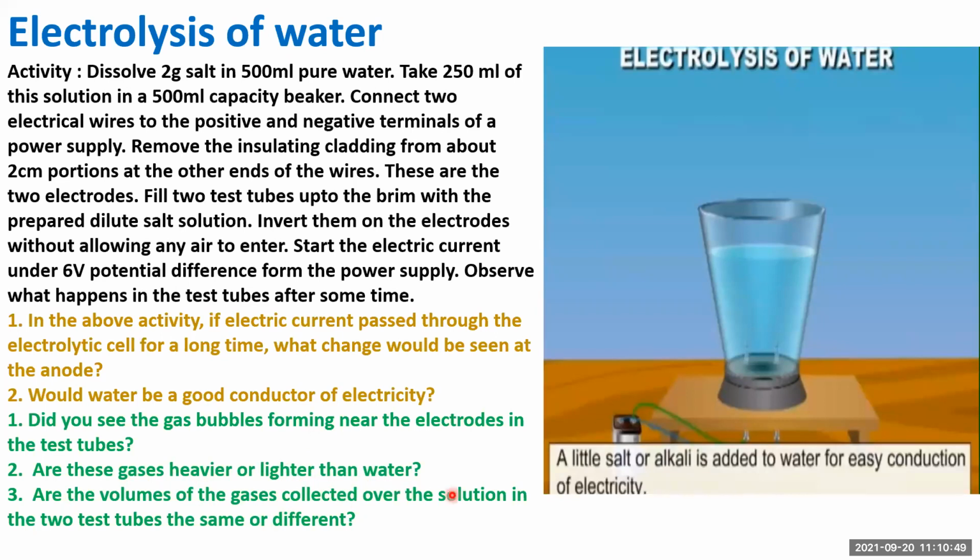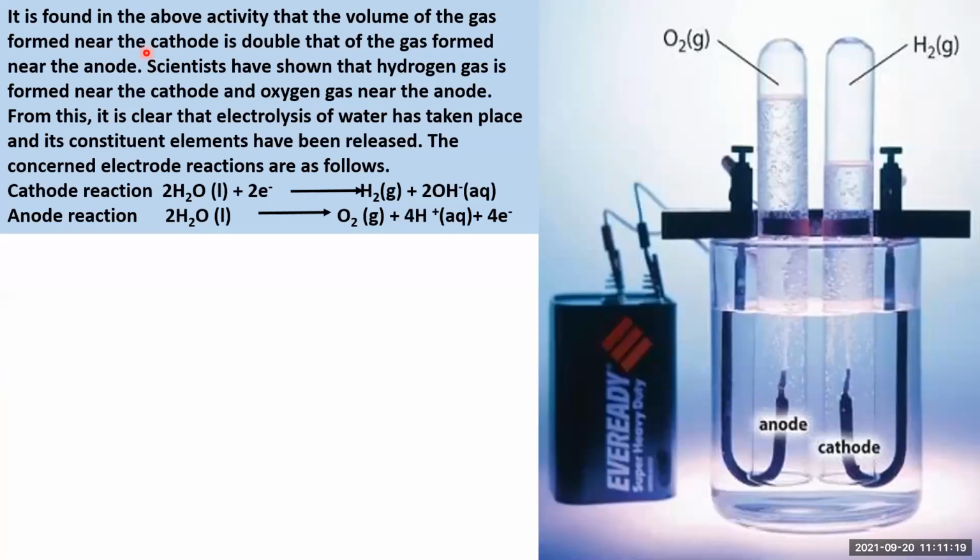The volume of gases collected is not the same. Actually, they are different because there are two atoms of hydrogen and only one atom of oxygen. Therefore, the volume of hydrogen is more than the volume of oxygen, so the volumes are not the same. Next one: it is found in the above activity that the volume of gas formed near the cathode is double that of the gas formed near the anode.